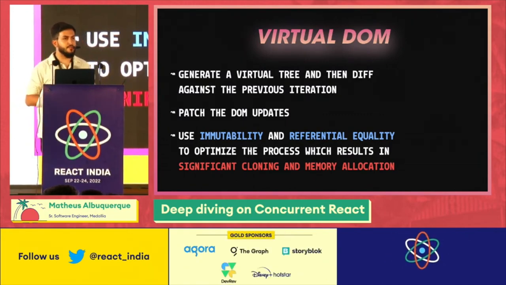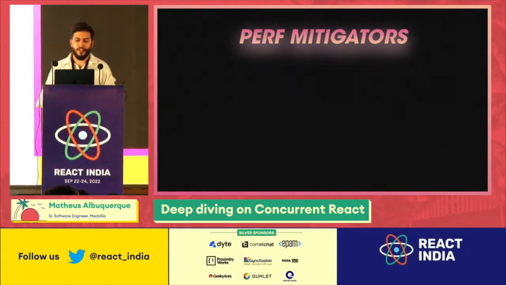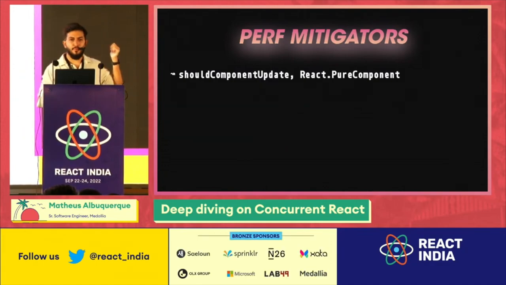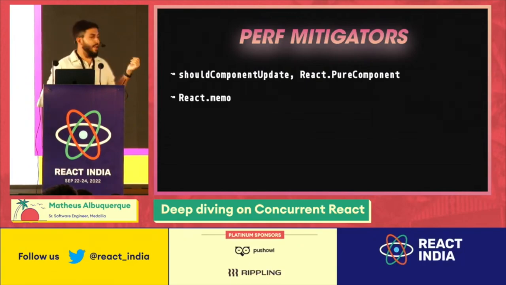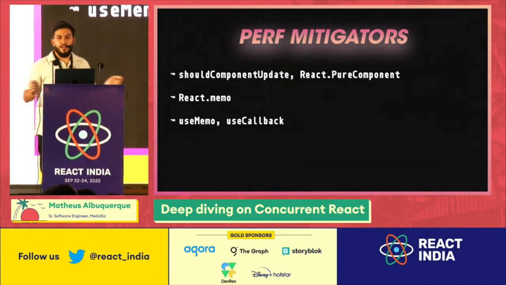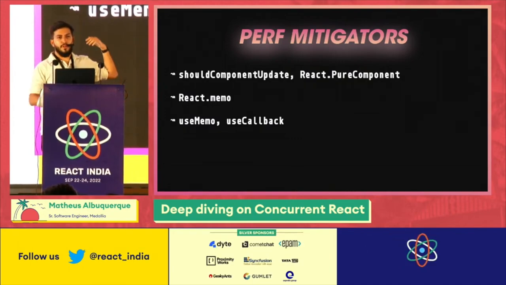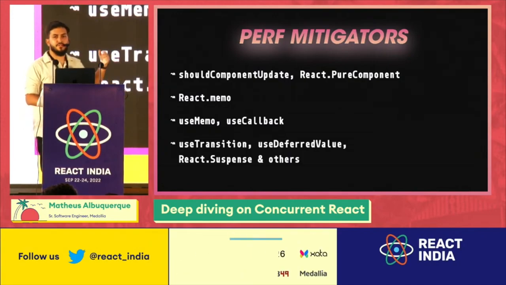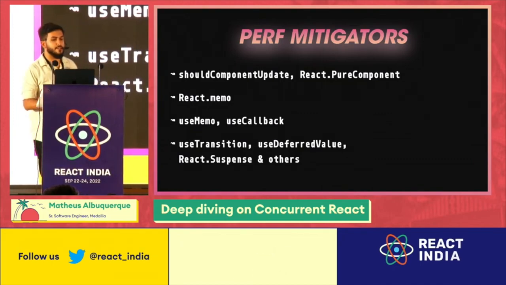Throughout the history of React, we've seen some perf issues. And that's why we have perf mitigators. When we were doing classes, we first had shouldComponentUpdate and PureComponent. I'm pretty sure some of you remember that, right? Then we had function components, and we had React.memo that was pretty much the same thing, but for this. And then in the age of hooks, we had useMemo and useCallback. And then with the new concurrent features, we got new hooks. We got useTransition, useDeferredValue. We also got Suspense, as we saw in Tejas' talk, and we got many other stuff.